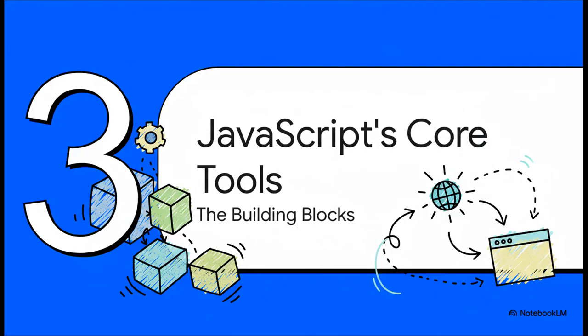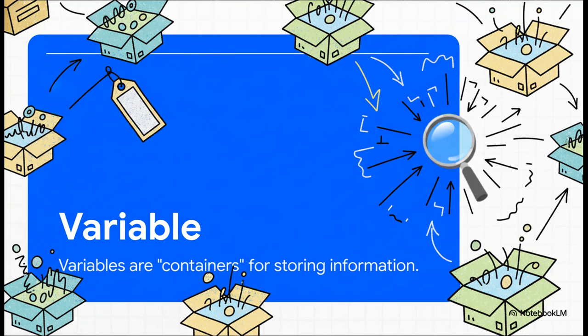Okay, so that's what it does. Now let's peek under the hood and see how it does it. In Section 3, we're going to explore JavaScript's core tools, and don't worry, we're going to break it all down into 3 simple, easy-to-understand building blocks. All right, tool number 1 is the variable. The simplest way to think about this is that a variable is just a container. It's a little labeled box where the code can store a piece of information, like a name or a number.